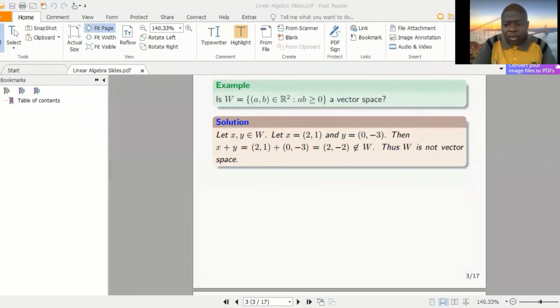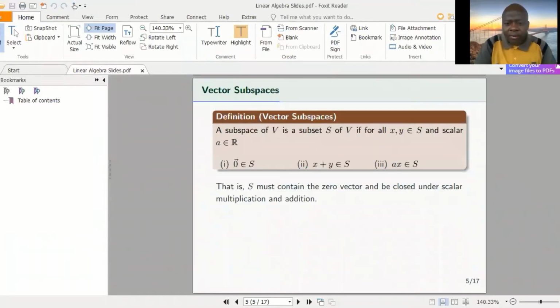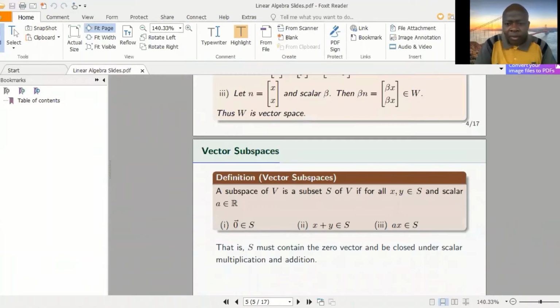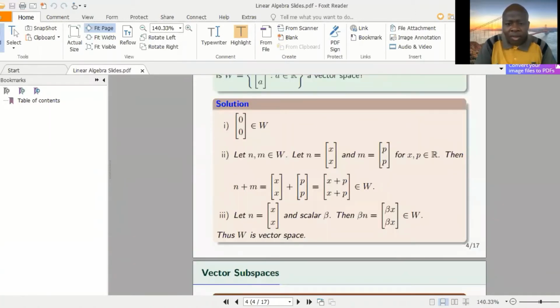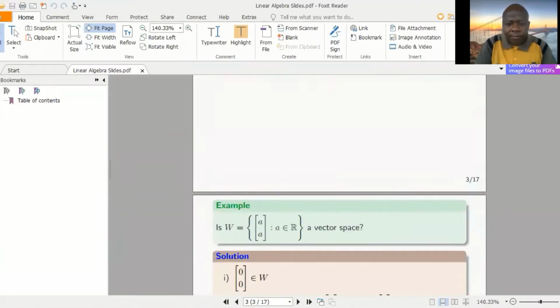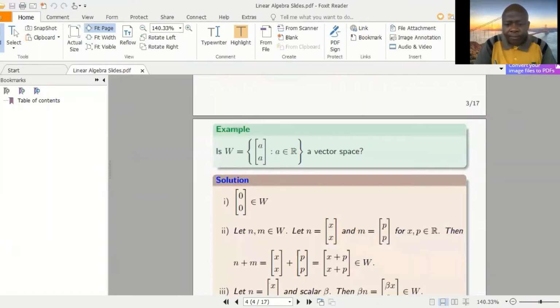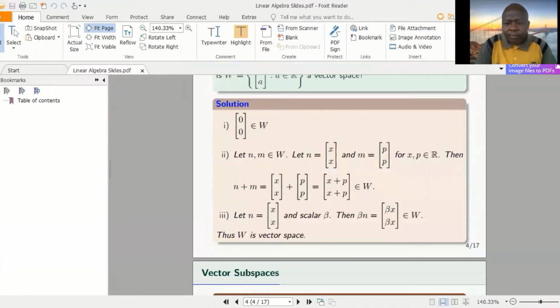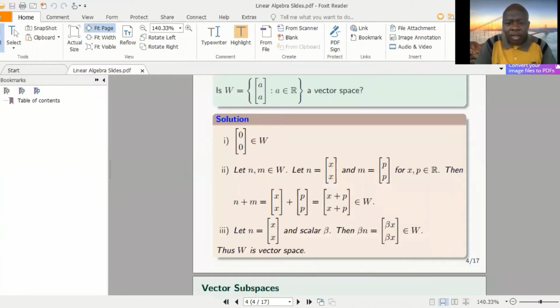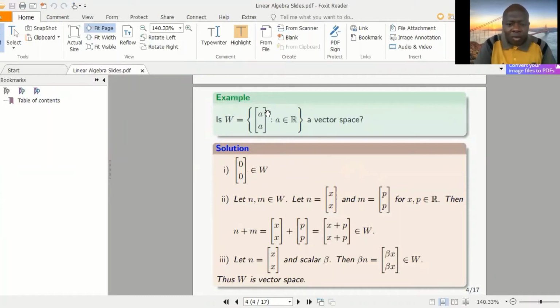Now, let's look at the next example. It's not even an example, it's the next question. The question says, is this set containing A and A, where the elements are the same and A is a real number, a vector space?